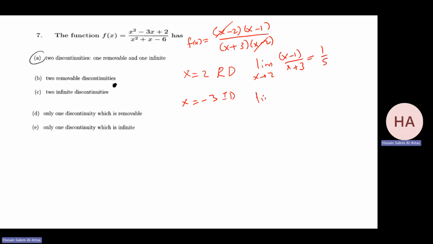Why? Because I need the limit as x goes to minus 3 from right of x minus 1 over x plus 3. That will be negative over positive. That will be minus infinity.